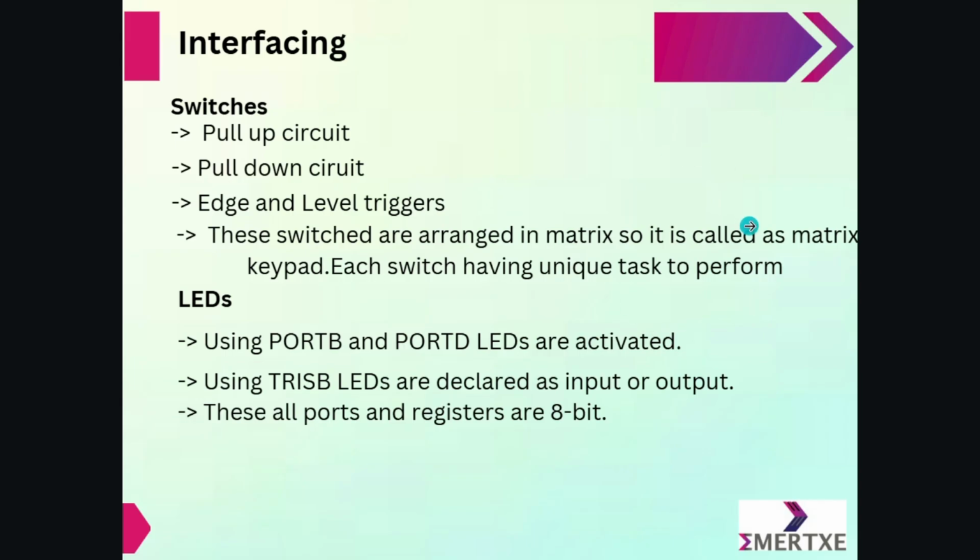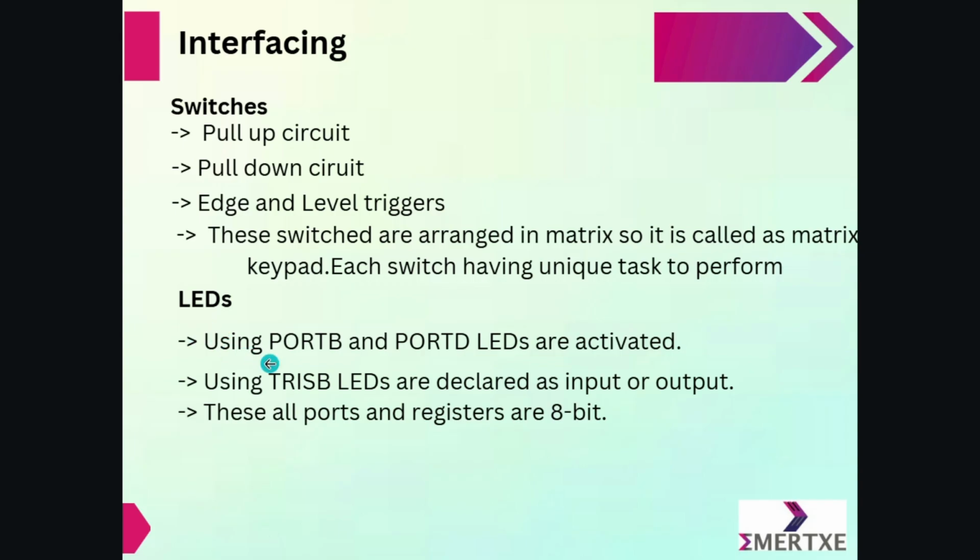Coming to the interfacing of switches, we use pull-up circuit and pull-down circuit. Edge and level triggering can be used for interfacing these switches. These switches are arranged in a matrix, so it is called a matrix keypad, each switch having a unique task to perform. As we have edge triggering and level triggering, we can use them based on the application, when the operation should happen when we press the button.